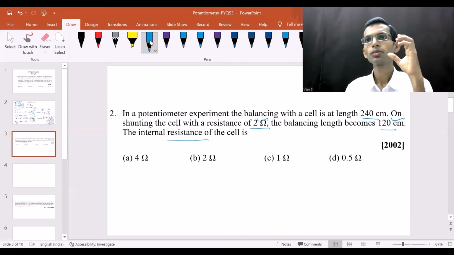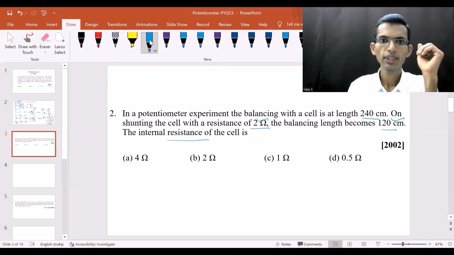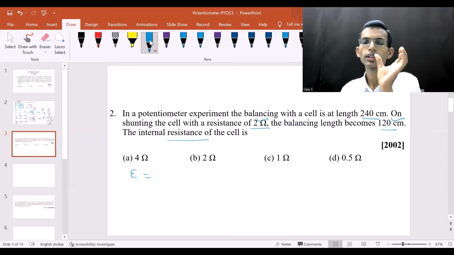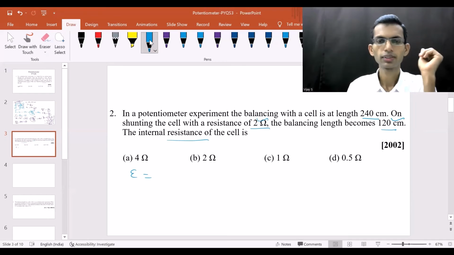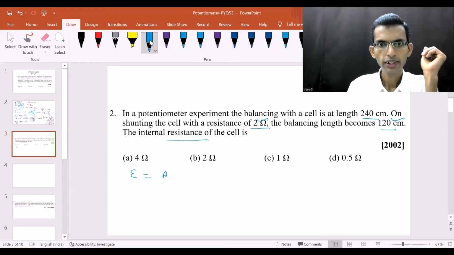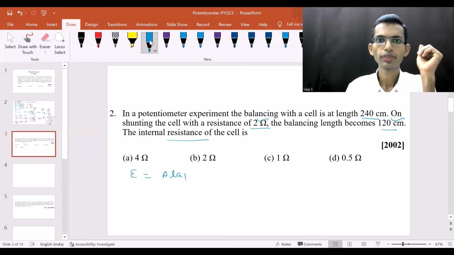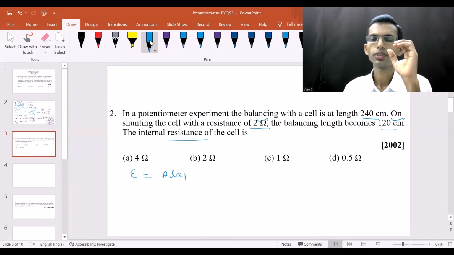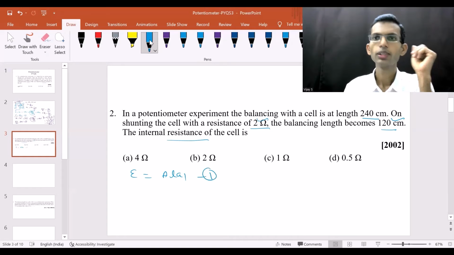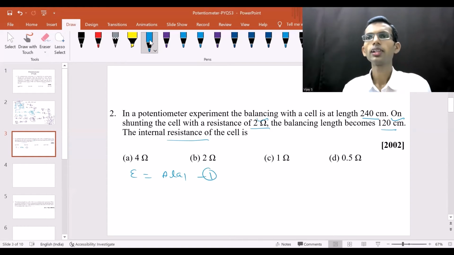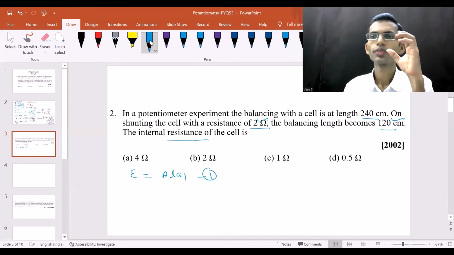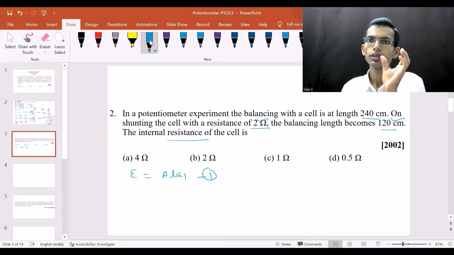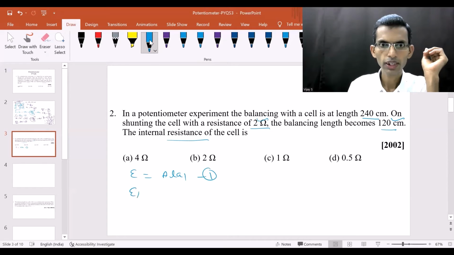In the cell case, at balance, the cell EMF becomes equal to the potential difference across the balance length for that case, which is equal to A into LA1, which we obtained in the previous question. Similarly, for the shunted cell case, at balance, the potential difference across the cell becomes equal to the potential difference across the balance length for that case. So ER by R plus r is equal to A into LA1 dash.